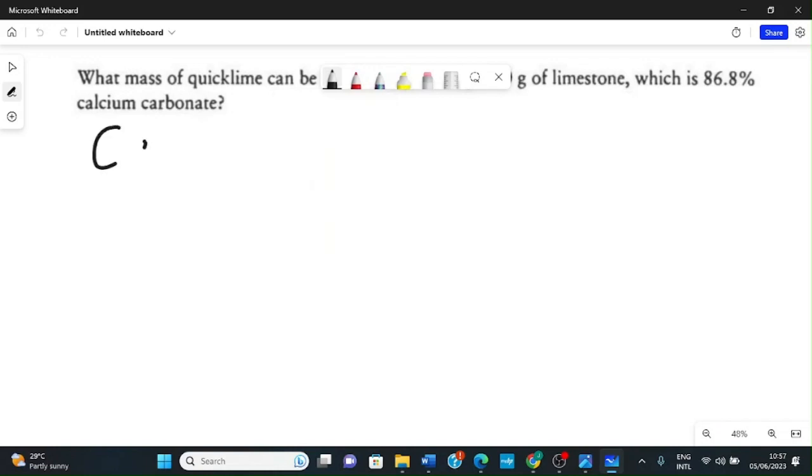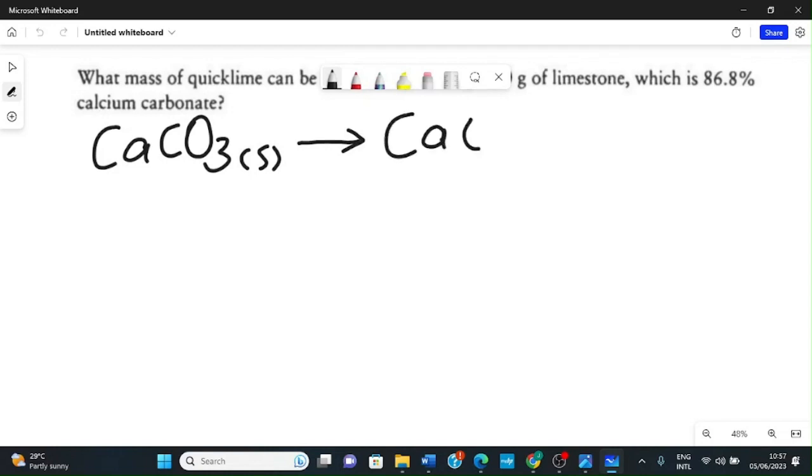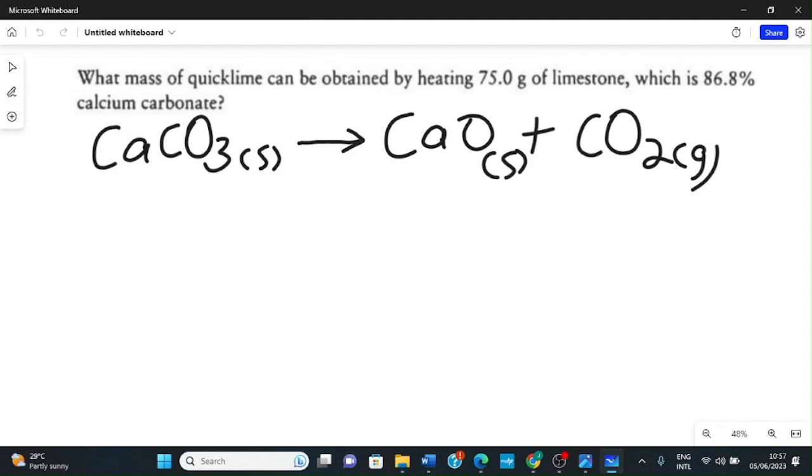So calcium carbonate, solid, undergoes thermal decomposition to give you calcium oxide plus carbon dioxide, gas. So after writing the chemical equation, you have to check if the equation is balanced. An equation is balanced when the number of atoms of each of the elements on the reactant is equal to the number of atoms of each of the elements on the product.